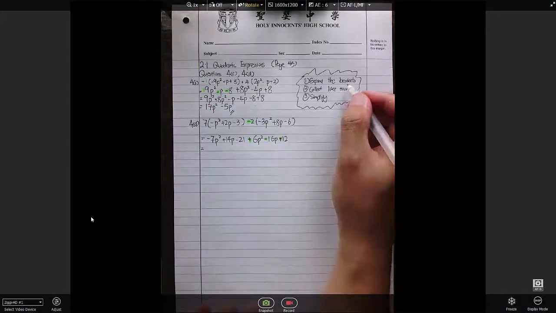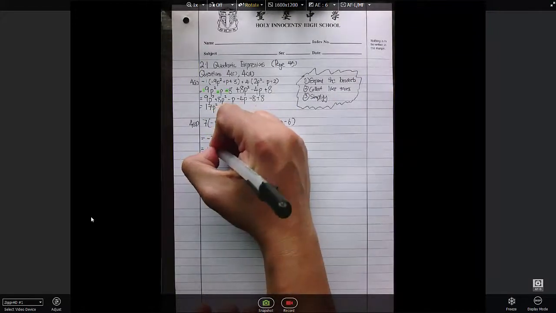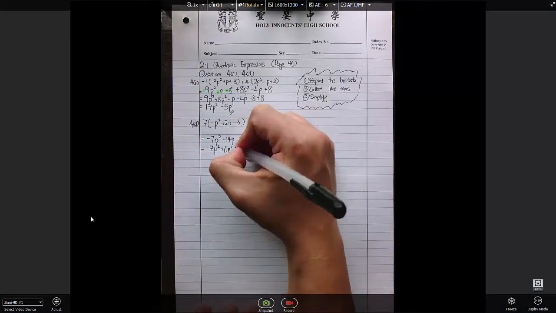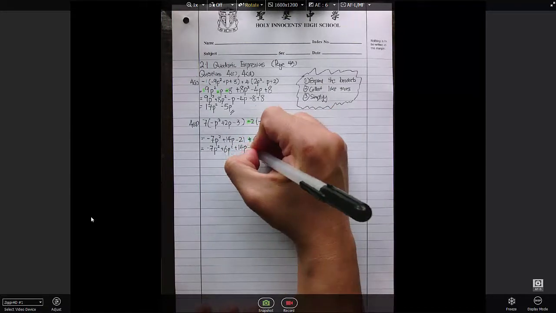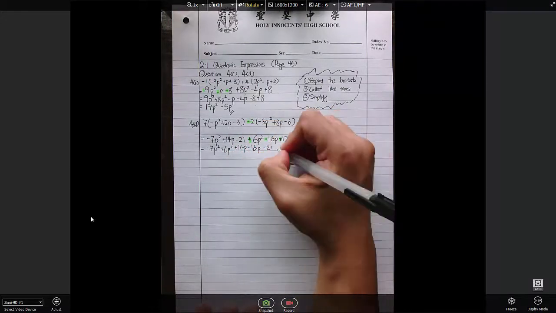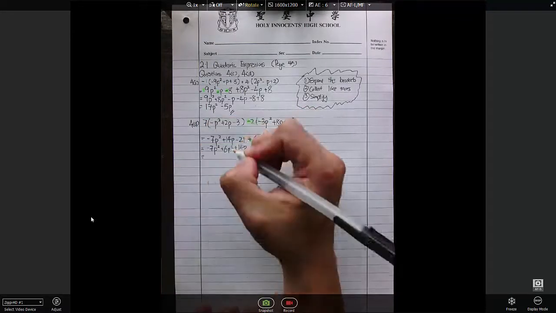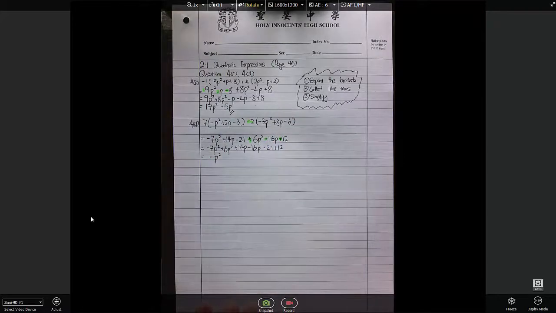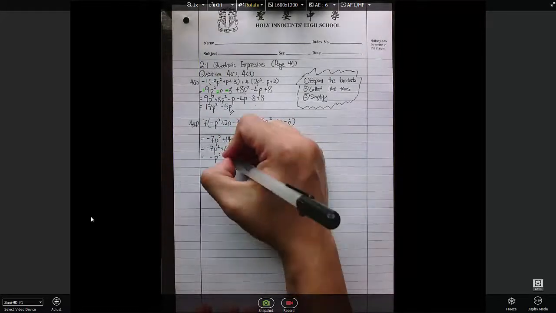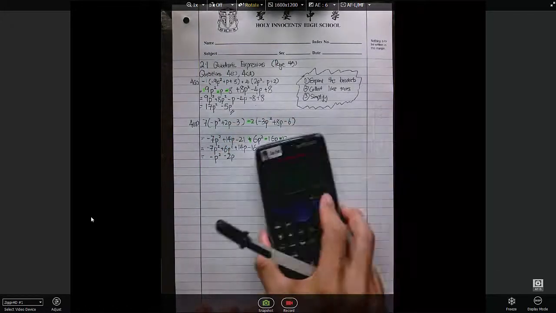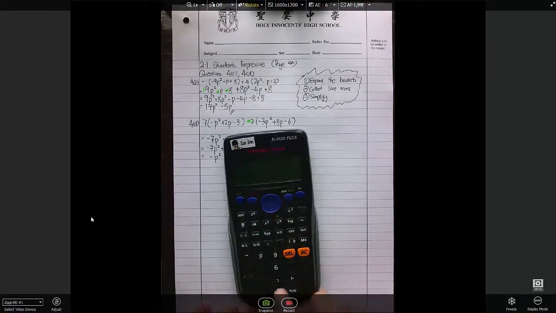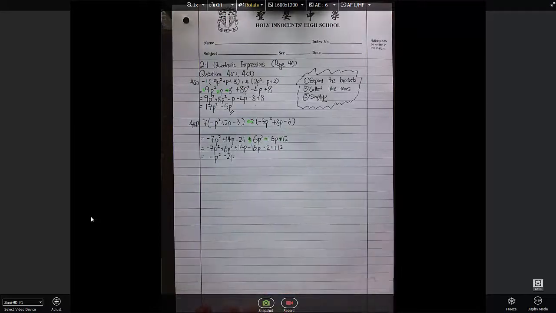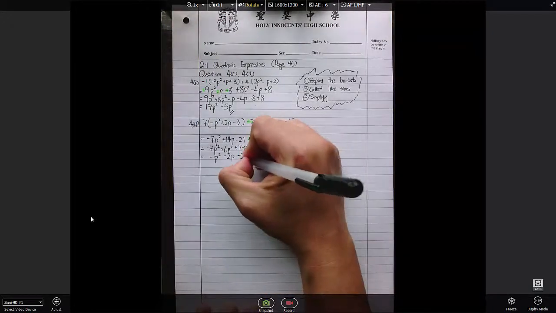Then we collect like terms. Negative 7p square plus 6p square plus 14p minus 16p minus 21 plus 12. Negative 7 plus 6 is negative p square. 14p minus 16p is negative 2p. If you have issues with this, just 14 minus 16 is negative 2. So I get a negative 2p.